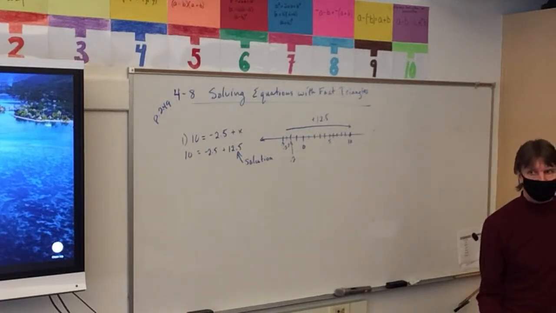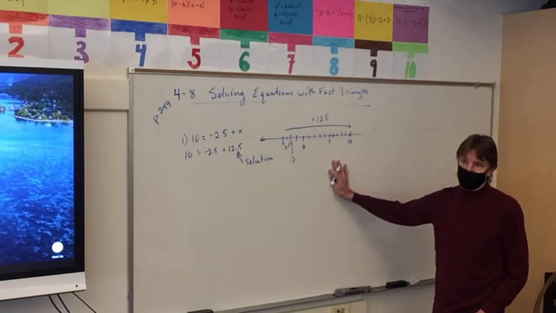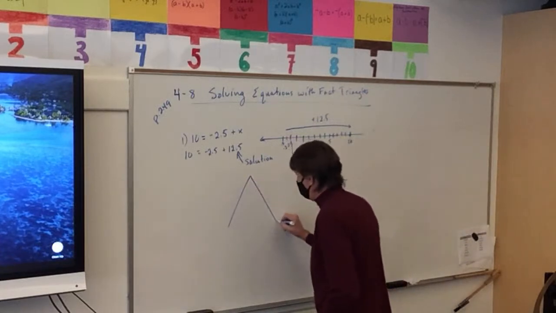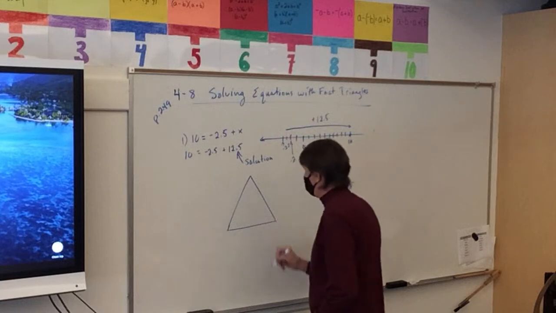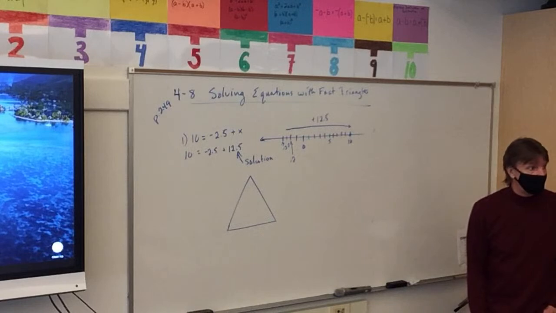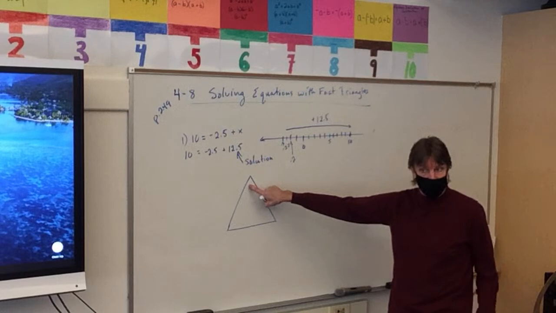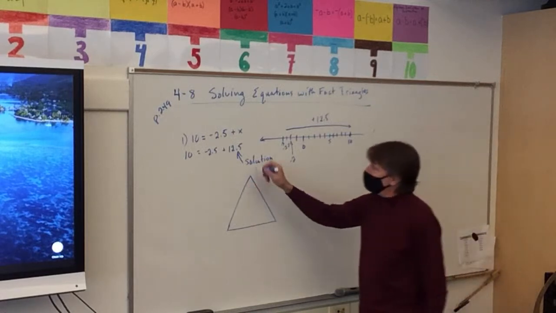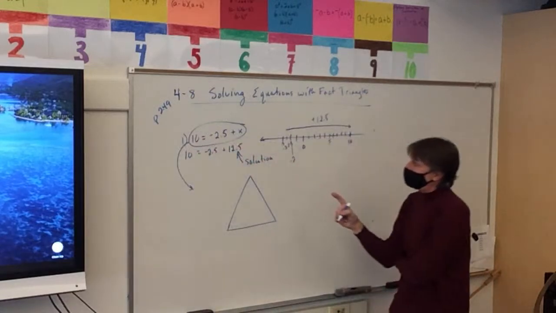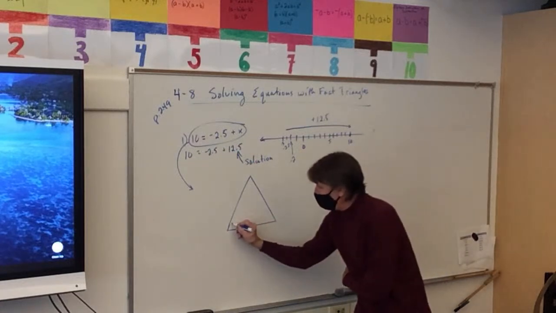What's another way to model this? Well, there's a bunch of ways to model this one. We could do it with a fact triangle. This is jumping ahead, but remember we put a number into each corner, and the bottom two would have to add to make the top as an answer. So if we took this one right here, 10 is equal to -2.5 plus x. And then x. So down in the bottom, we have -2.5.